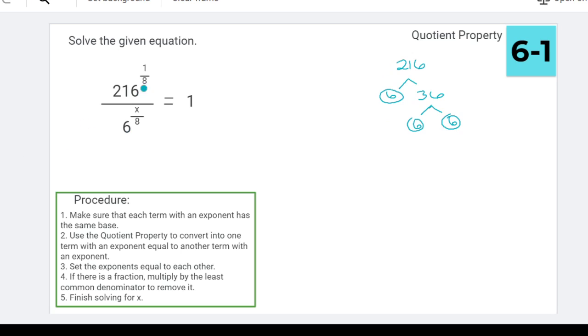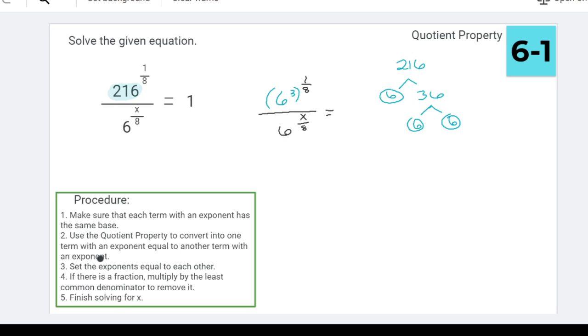So what I'm going to do is rewrite the 216 here. Let me just highlight that in blue. So this part in blue, I'm going to rewrite as 6 cubed. So this is what this looks like. So I have 6 cubed. Now remember that 216 is raised to a power, right? It's raised to the 1/8. Over 6 to the x over 8, equals.